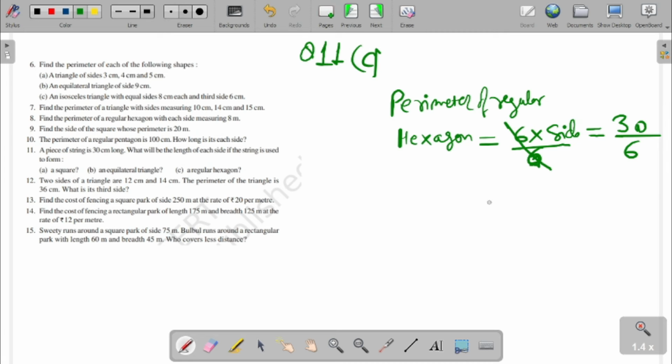This cancels with this. So side is equal to 30 upon 6, that is 5. So 5 centimeter. So in case of a regular hexagon, if you are making a regular hexagon using the string, the side will come as 5 centimeter. Now we move to question number 12.